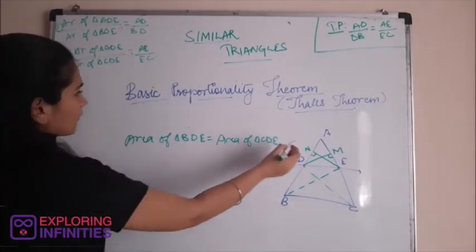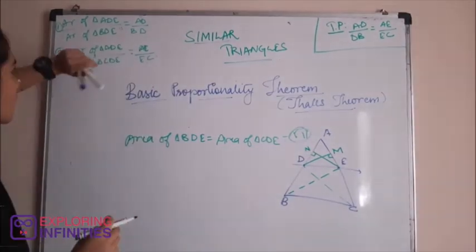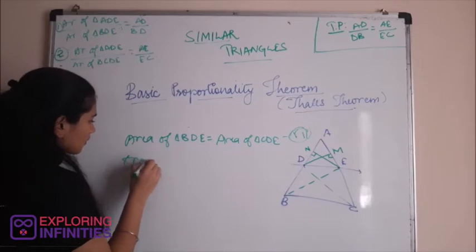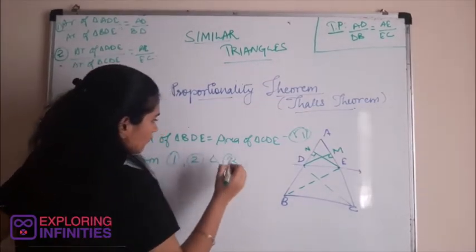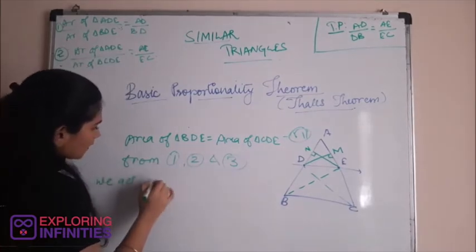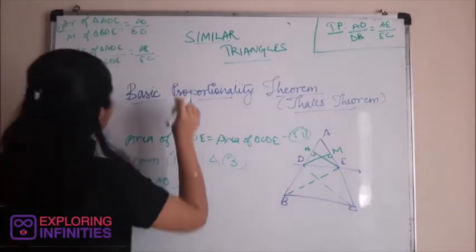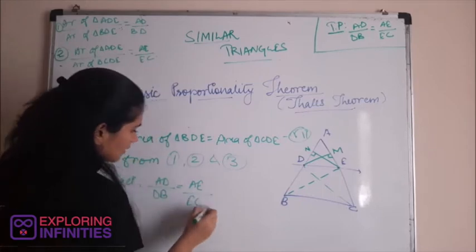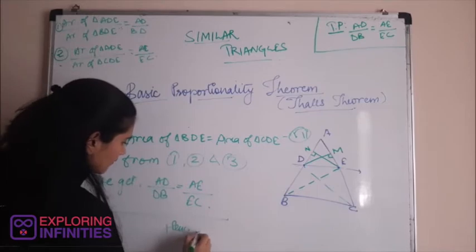Now we have our third observation with us. What we can say from that, from 1, 2 and 3, we can say AD divided by DB is equal to AE divided by EC. Hence proved.